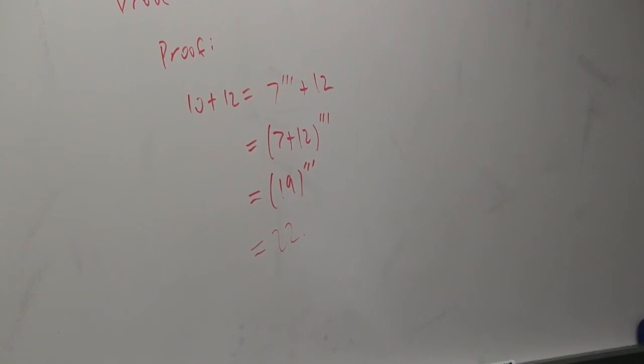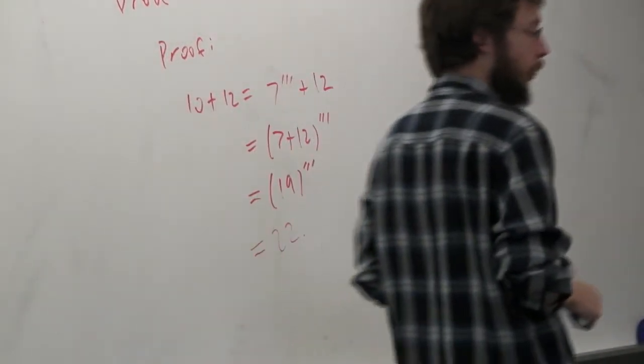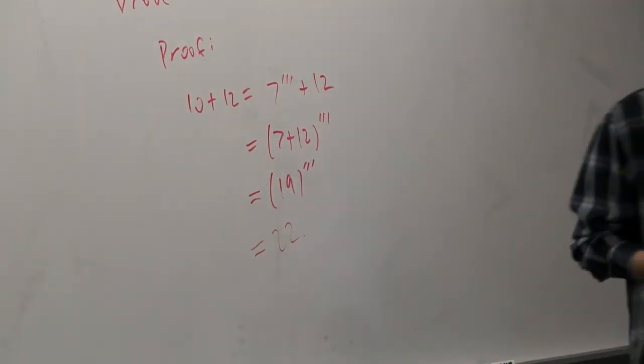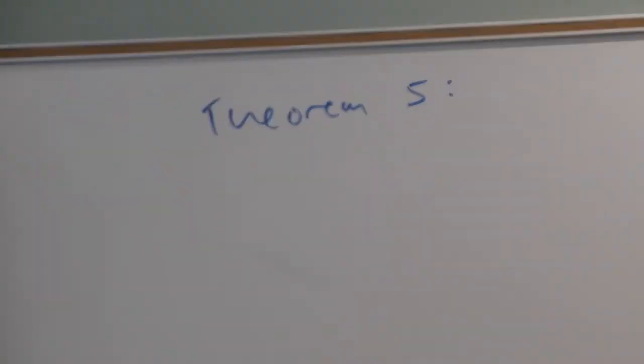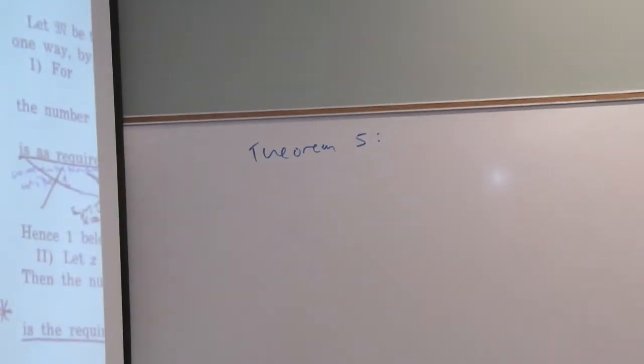So, now that we've defined addition and we know how to use addition, we need to know what its properties are. And that's all that Theorem 4 was. It said we're going to define it and we're going to prove that it has these two very basic properties here. But we don't know anything else about it.